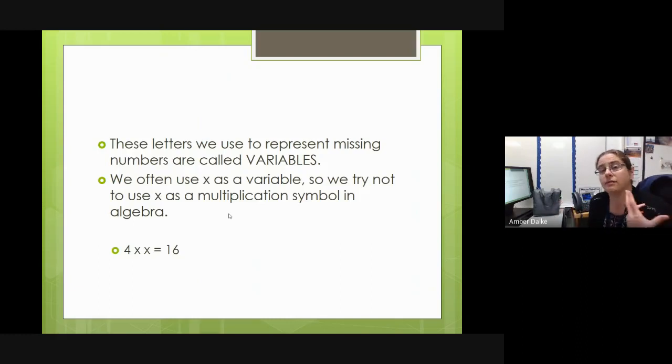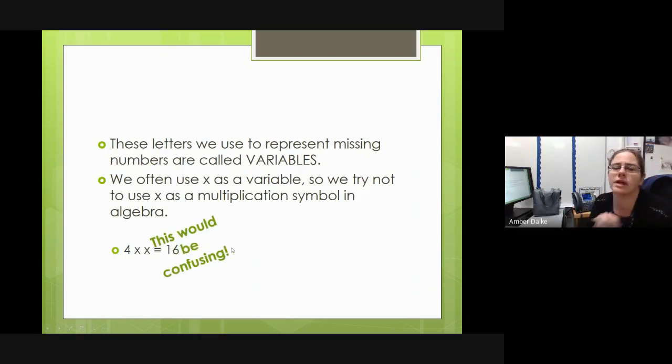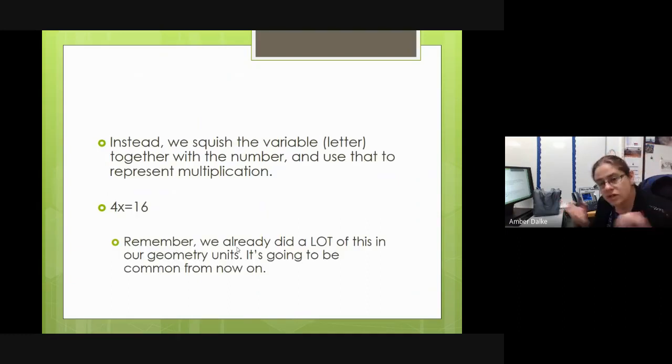So because we use x as a variable a lot, we try not to use x as a multiplication symbol when we're doing algebra because it's kind of confusing. So here we have 4x equals 16. Well, you might be able to figure out that what you mean is 4 times by x equals 16, but this is really very, very confusing when you get right down to it. So we don't do this anymore, okay? We are going to stop using the x as a multiplication symbol unless we actually have 2 numbers that we're multiplying. If there's a letter involved, we are going to instead squish those together.